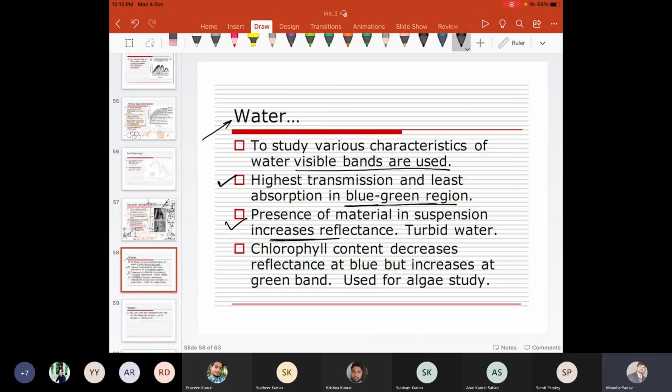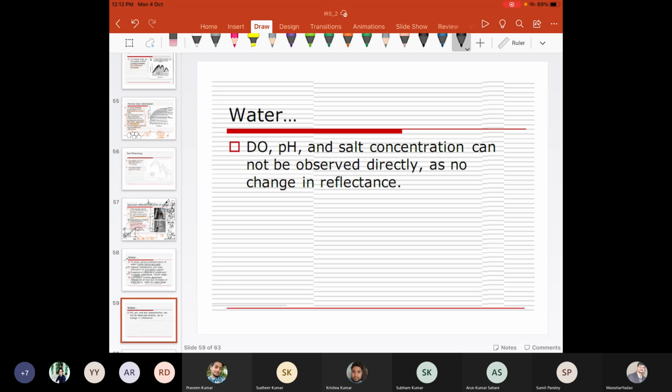Okay. Now, chlorophyll content decreases the reflectance at blue, but increases it at the green band, and this is used for algae study. Now, there are some other factors by which water reflectance might change, and they are the pH value and salt concentration. These cannot be directly sensed, as no change in reflectance occurs due to these constituents.